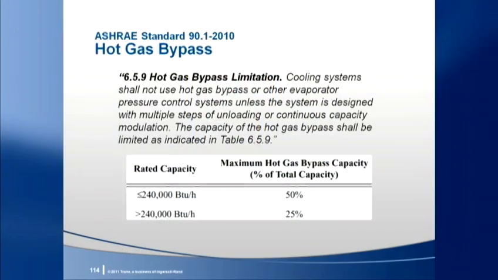Hot gas bypass can prevent coil icing and is a means by which the refrigeration capacity of a system can be reduced to better match the load. ASHRAE 90.1 allows hot gas bypass to be used, but only in a limited amount.